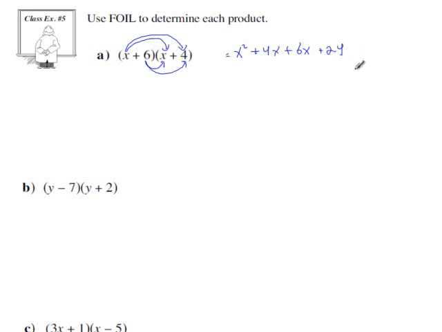Follow the same procedure. Now you're looking for like terms to combine. So I see just one x squared term. Your x terms, you have a positive 4x and a positive 6x. So 4x plus 6x is 10x. And then you have a positive 24 as well. There's your answer. So whether you use FOIL or whether you use distributive property, you will do the same operations in the same order and you'll get the same answer.